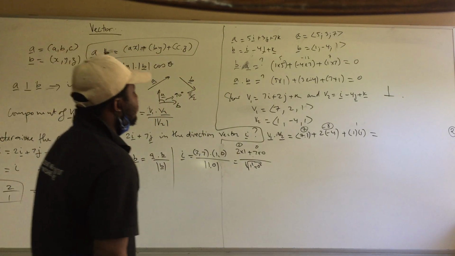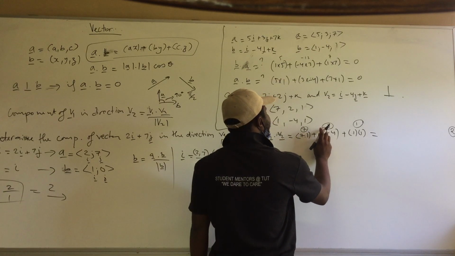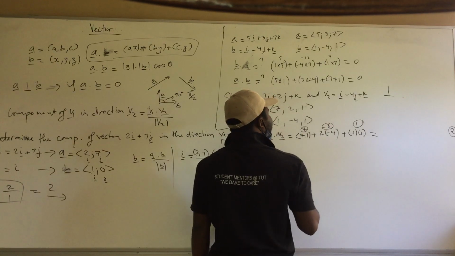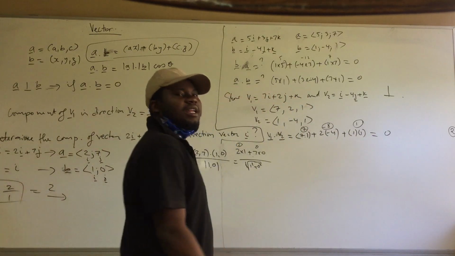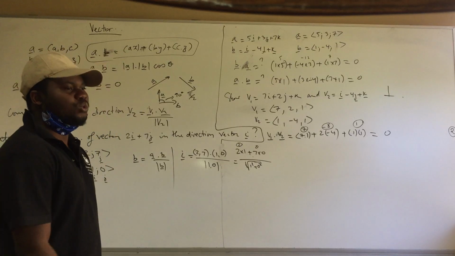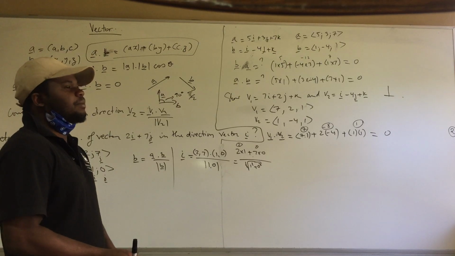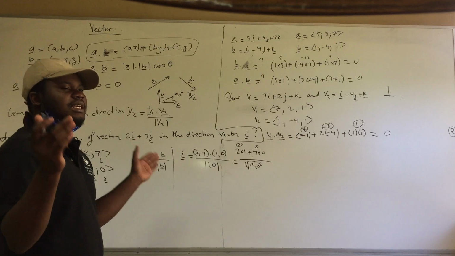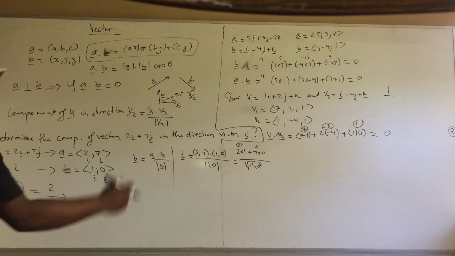Okay? So this will give you 7 plus minus 8, which is minus 1. Plus 1, which is 0. Therefore, we can claim V1 is perpendicular to V2. Alright? So, the perpendicularity, it means the angle between them is 90 degrees, or pi over 2. Okay? So that is.